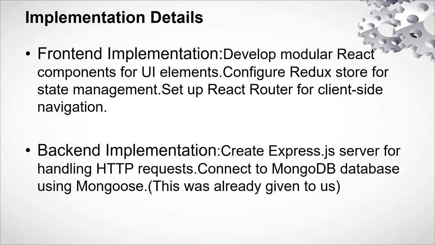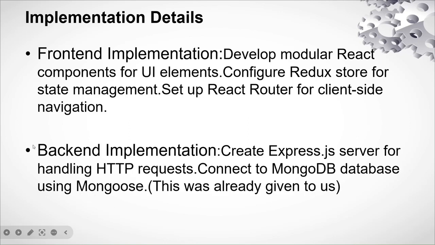And now the backend part, how we have done it. For the backend part, we have created an Express.js server for handling HTTP requests. So as we are handling the request, the request is handled by the Express.js server. So here in backend we have used a database, that is MongoDB. MongoDB is a NoSQL database that is used through Mongoose.